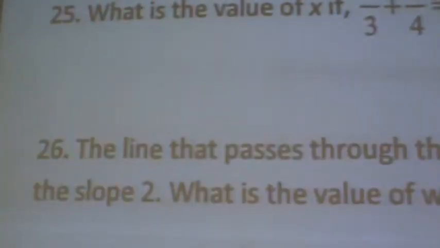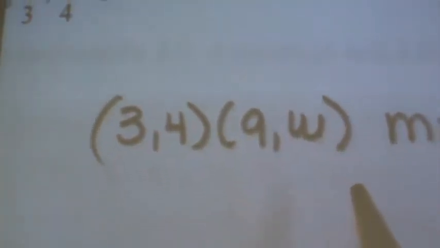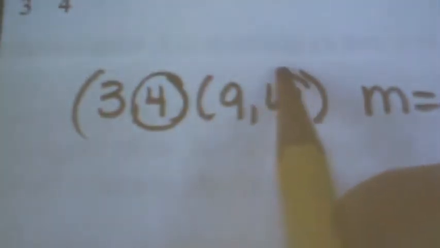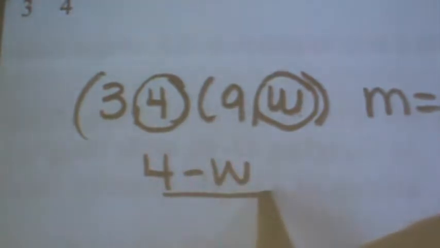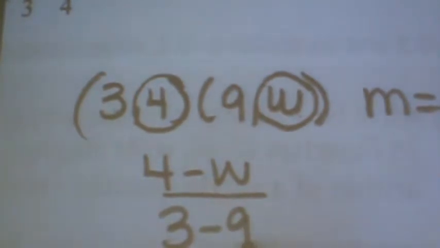Okay, next one. A line passes through the points (3, 4) and (9, w). We want the slope of this to be 2. What would w have to be? Well, what's the definition of slope? There's your y values. You take your two y values and you subtract them over 3 minus 9, and that is your slope.